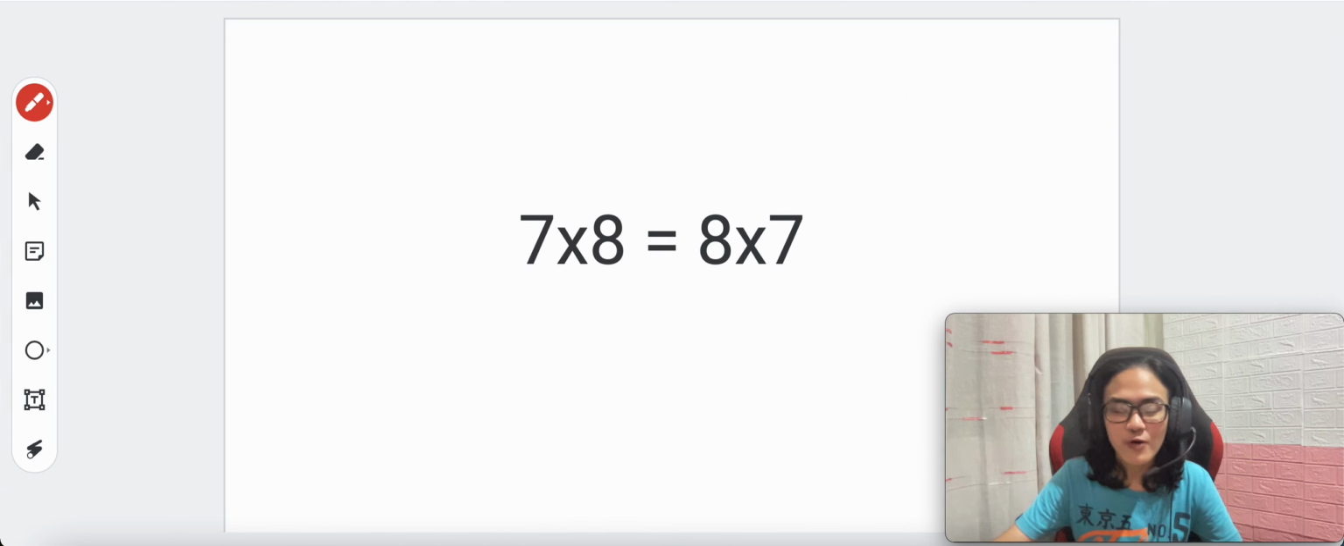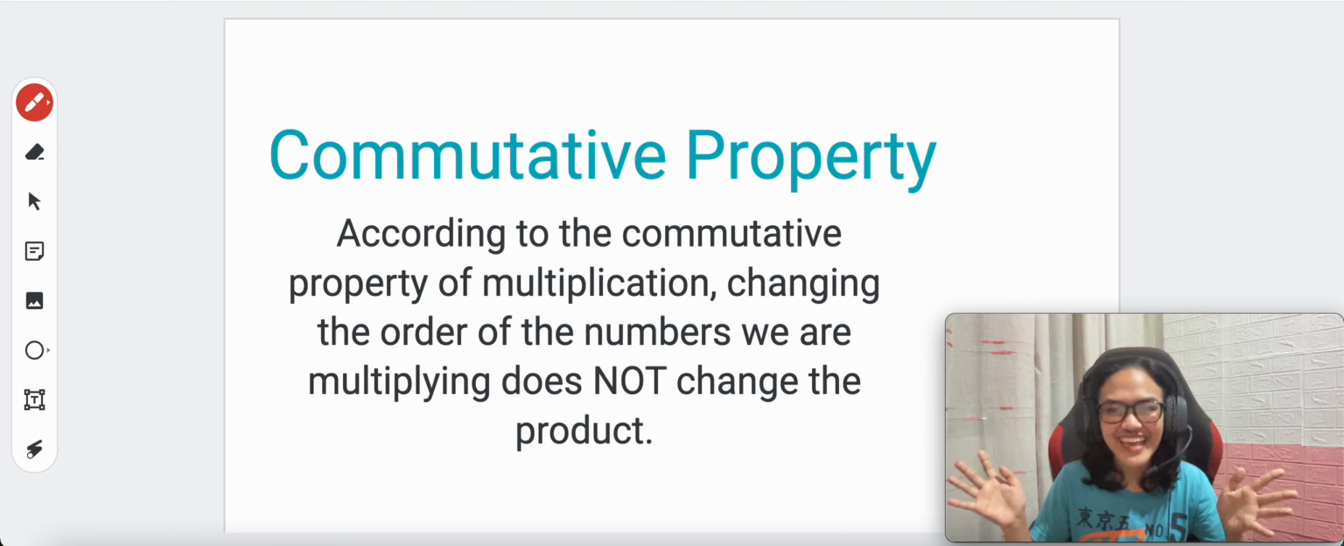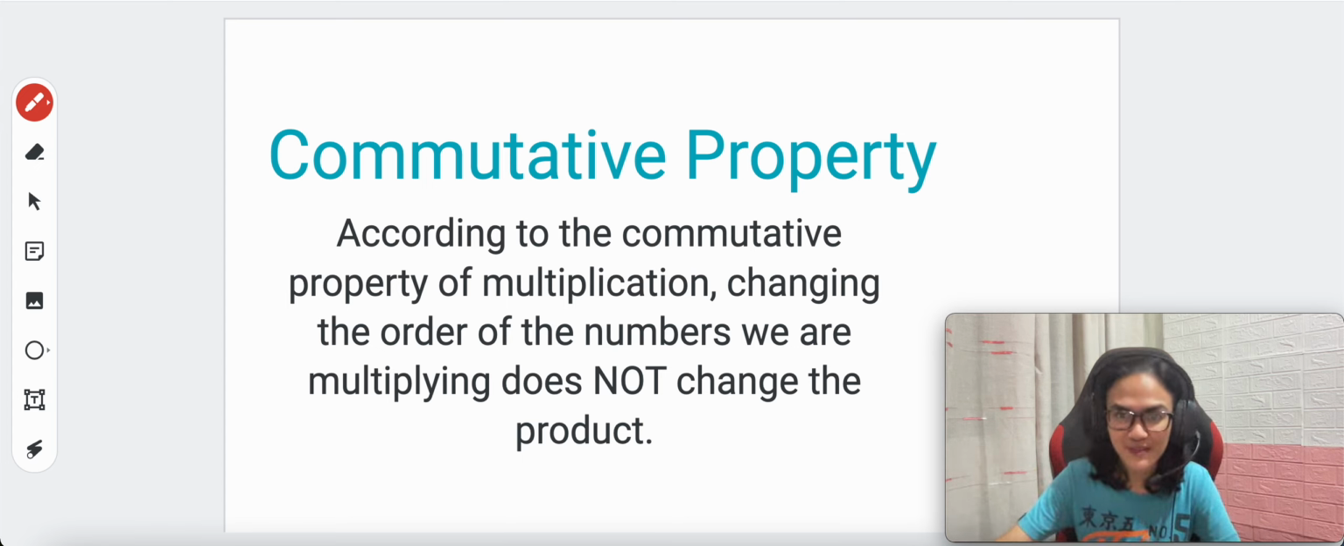Now, we have only used 4 and 3 as example, but this will also work with other numbers. So 7 times 8 is the same as 8 times 7 because 7 times 8, that is 56, and 8 times 7, that is also 56. And in multiplication, we call this the commutative property. I know, big word, fancy word, but it's basically saying, hey, whether you change the order of the two numbers that you are multiplying, the answer is still the same. So that's commutative property of multiplication.